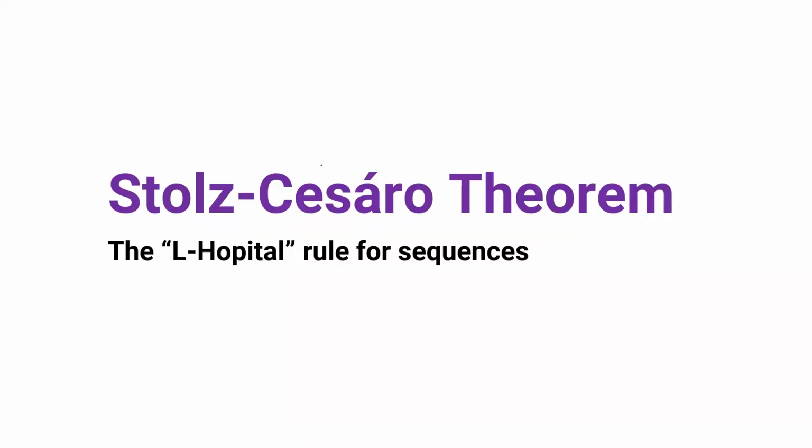In today's video, I'll be discussing another handy little theorem called the Stolz-Cesàro theorem. This theorem is often called the L'Hôpital's rule for sequences, or the discrete version of L'Hôpital's rule. It is also pretty useful in finding the values of some limits of sequences, so hopefully I'll be able to cover those things in this video. So let's get right into it.